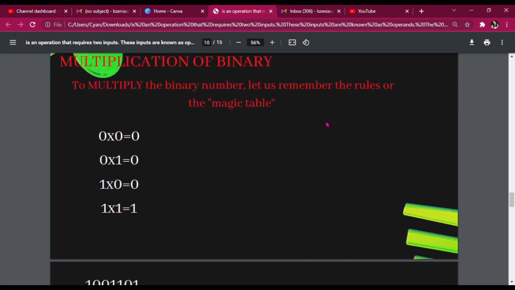Next, we have the multiplication of binary. To multiply binary numbers, let us remember the rules or the magic table. So, 0 times 0 equals 0, 0 times 1 equals 0, 1 times 0 equals 0, and 1 times 1 equals 1.